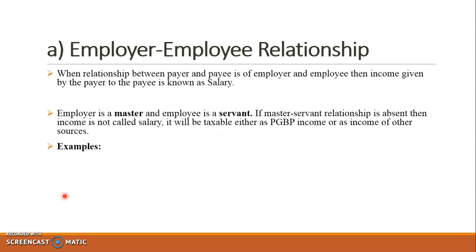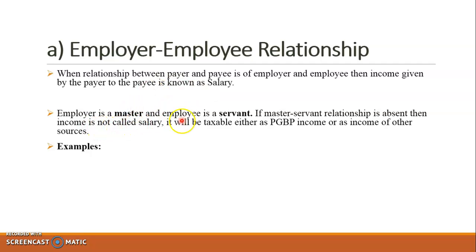First is regarding the employer and employee relationship. So when the relationship between payer and payee is of employer and employee, then the income given by the payer to the payee is known as salary. So first, the relationship between whosoever is paying the amount and the person who is receiving the amount is of employer and employee. Then whatever amount is paid, we say that it is a salary.